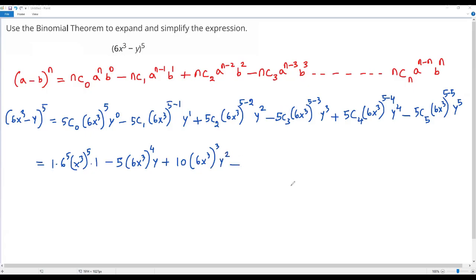Let's evaluate the value of this 5C3. Let's use the property we have already discussed, and we get 5C(5 minus 3).